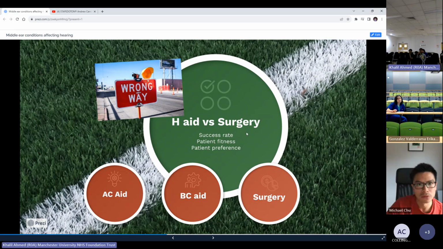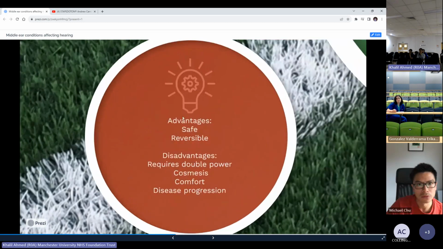So how are you going to work out what to do? Well, like everything in life, there are lots of options. In this sort of case, with middle ear problems, hearing problems, you've got an air conduction aid, a bone conduction aid, or surgery. So how do you work out which is the best one for the patient? Well, you want the advantages and disadvantages, maybe, of air conduction aids. They're very safe to put in, aren't they? You don't get a dead ear from having an air conduction aid. And they're reversible. If you take it out, it's just as if you never had one.